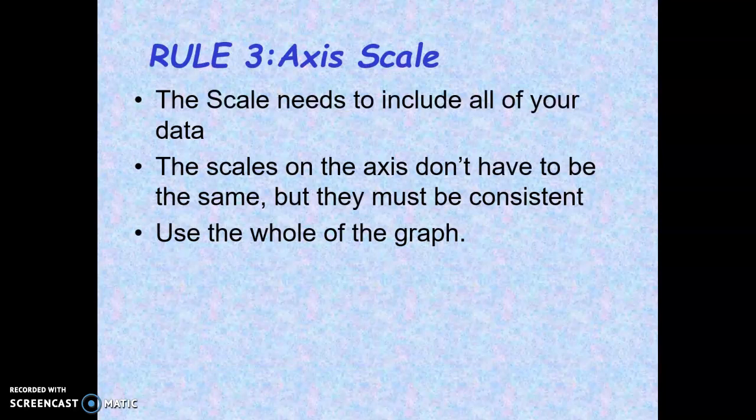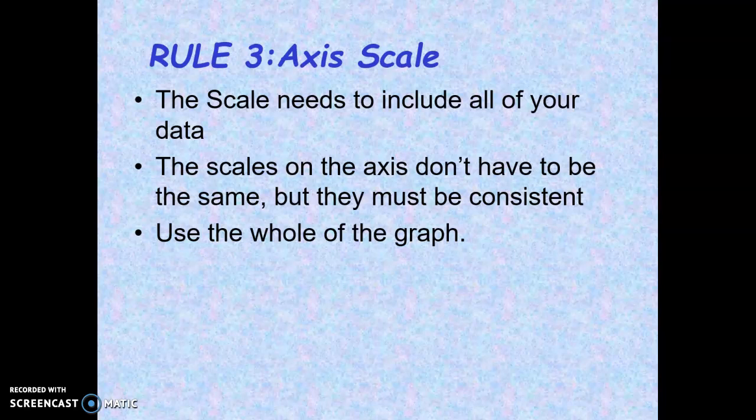Now finally, before we start plotting our data, we need to make sure that we scale our axis. The scale has to include all of our data. The cool thing is each axis doesn't have to have the same scale, but you have to be consistent. One of the things that we have to remember is that a graph is actually a representation of a line, and we need to make sure that there's a mathematical relationship between our data and the line that's going to be produced. So the axis has to be consistent.